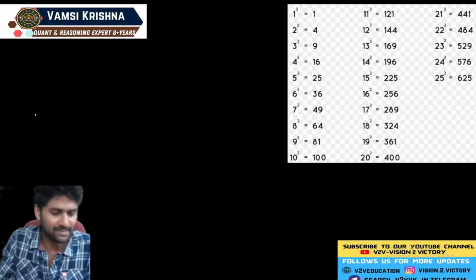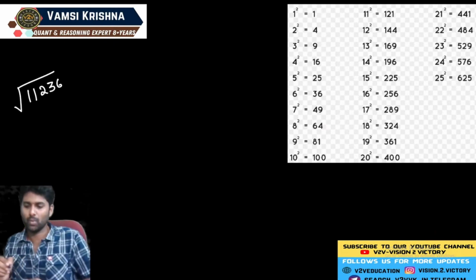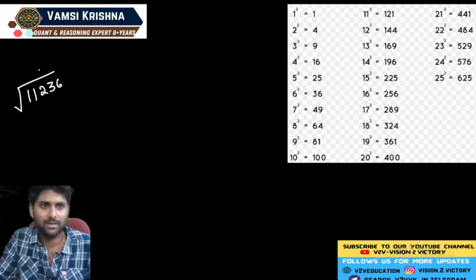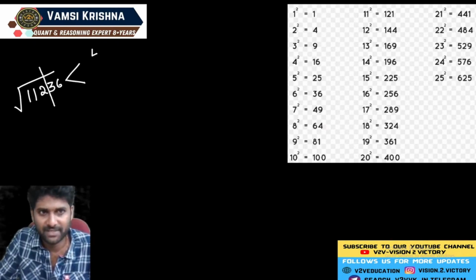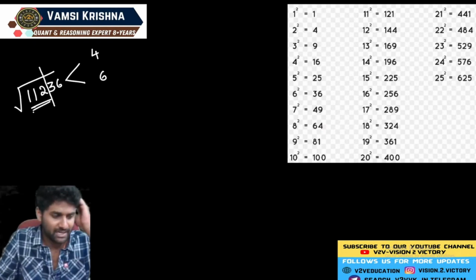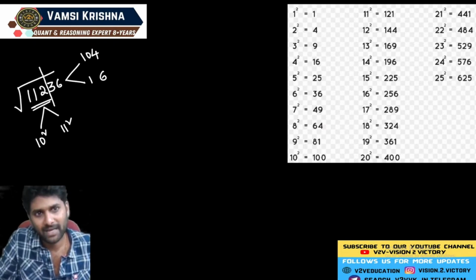Let me take a 5 digit number. What is the answer for 11236? Now I am taking a 5 digit number. 11236. Now same, Nana. Separate the last 2 digits. 6 is repeated, 4 and 6. Now 112, guys. 112 lies between 10 square and 11 square. Now you have to take 10 as a priority.